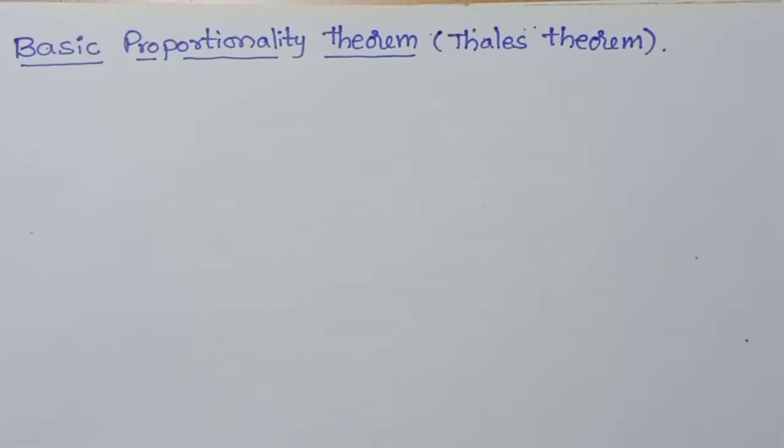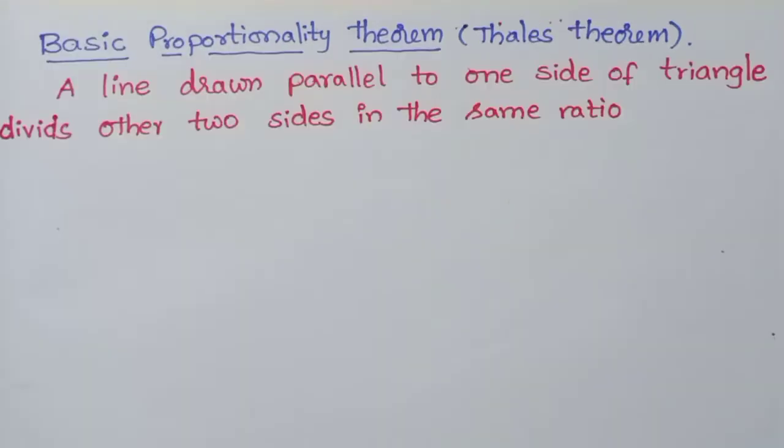Basic proportionality theorem or Thales theorem. This is the first theorem in the chapter Similar Triangles of 10th class. The statement of this theorem is: a line drawn parallel to one side of the triangle divides the other two sides in the same ratio. Let us understand this theorem by a diagram.